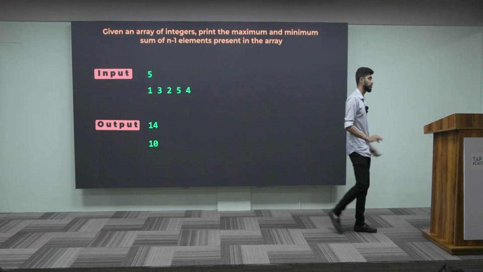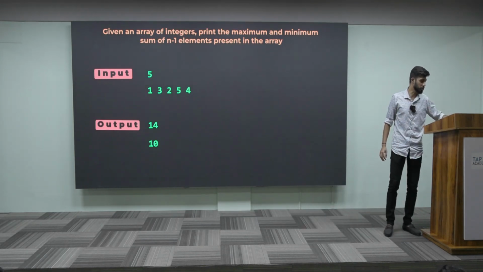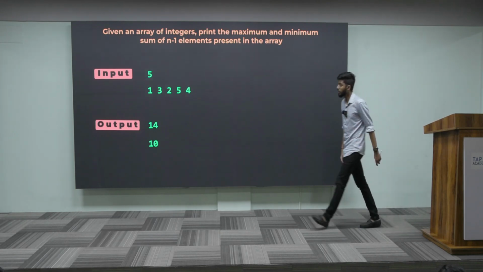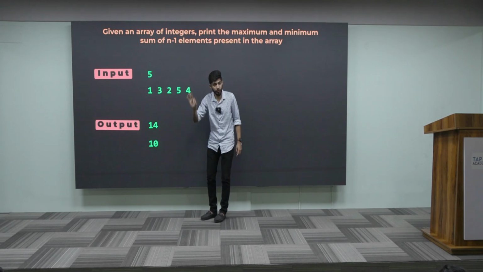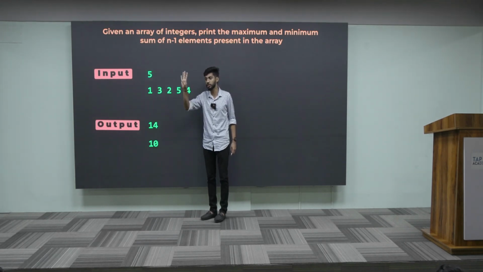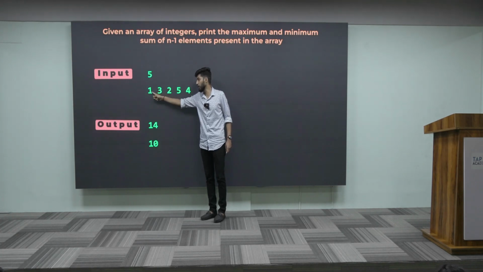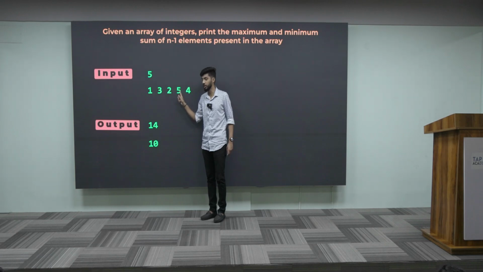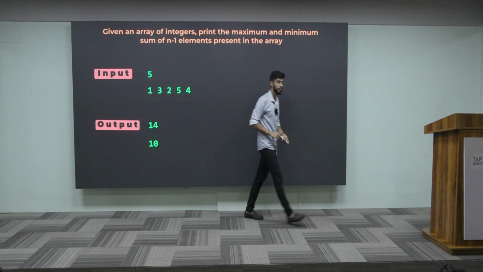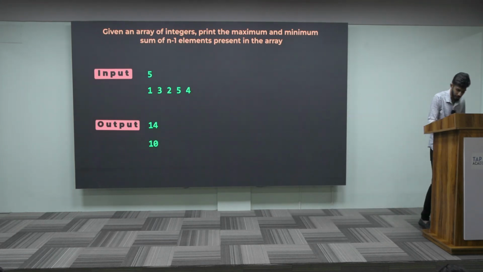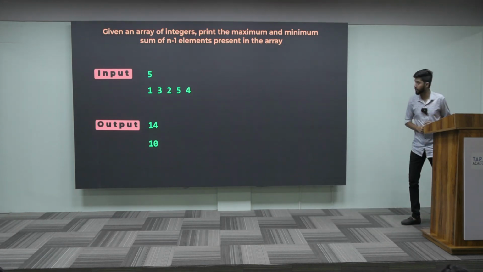What does this question mean if you ask me? The question basically means to say, how many elements are there over here? 5. You should find the sum of 4 elements. 5 minus 1 is how much? 4. So if you find the sum of 4 elements, one possibility you get is 1 plus 3 plus 2 plus 5. Is that clear to you? What is the answer for that? How much? 11. So you are getting 11 over here.